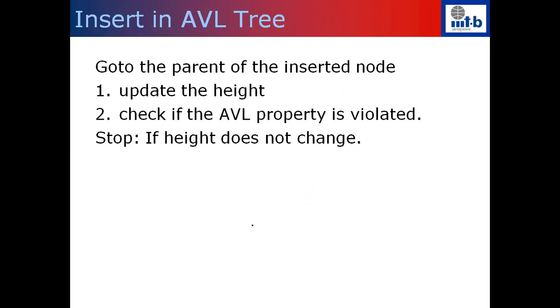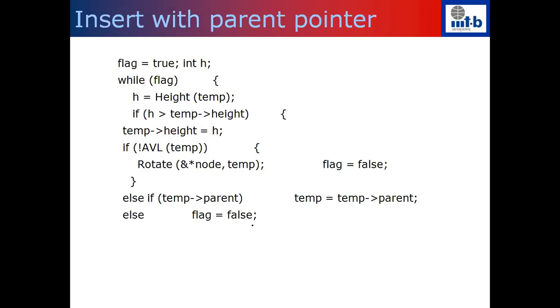If one of these two conditions happens, then if the height changes, you just call the height function and update the height. If the AVL property is violated, then you call the rotate function. So in this case, there will be at most one rotation. The moment you rotate, your algorithm stops, right? But if the height changes but the AVL property is not violated, you may have to go up all the way. If the height doesn't change, the algorithm stops.